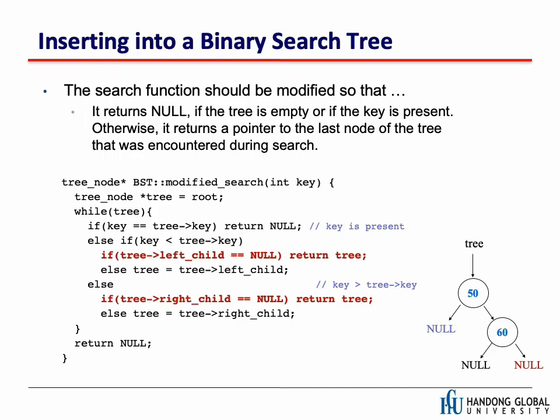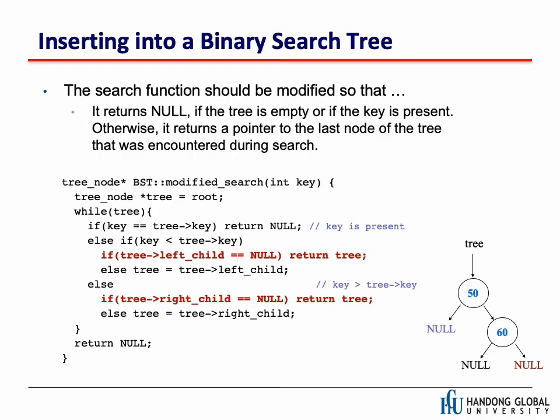First, we start from the root node, and this modified search is a modification of the search function in the iterative solution. So this is not the recursive solution, by the way. We have a while loop, and in this while loop, we check the root node's key. If that's the target key, then we return null. It means the key is already in there, so we cannot add a new key there.